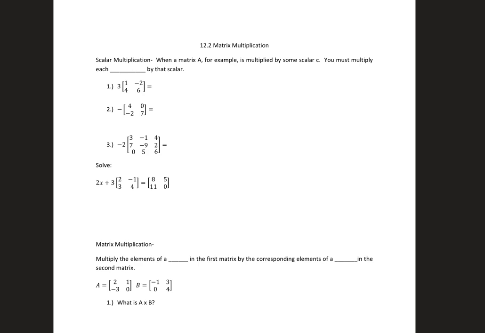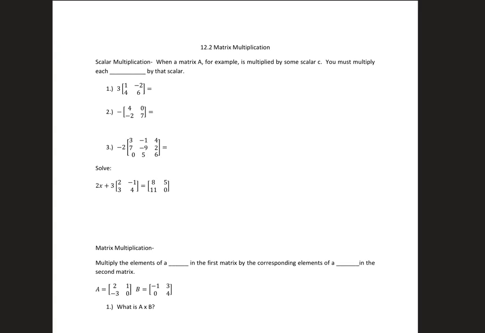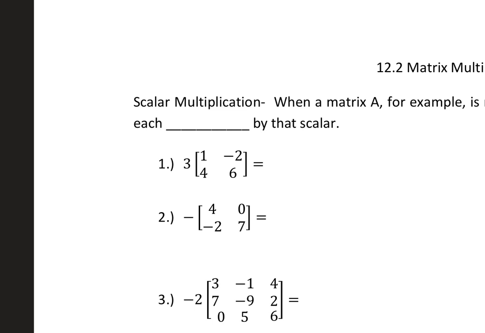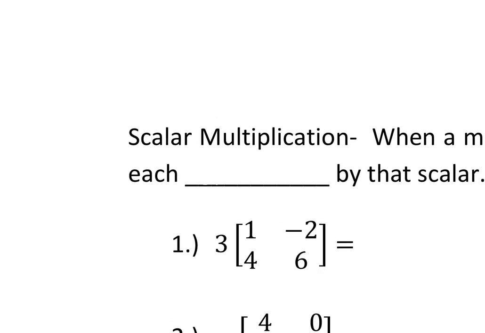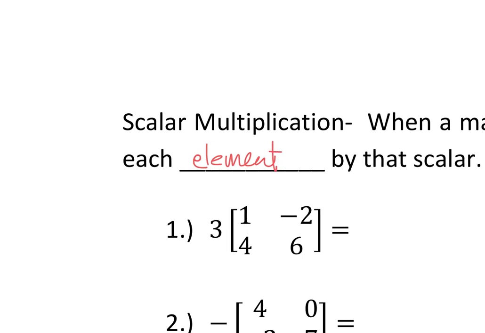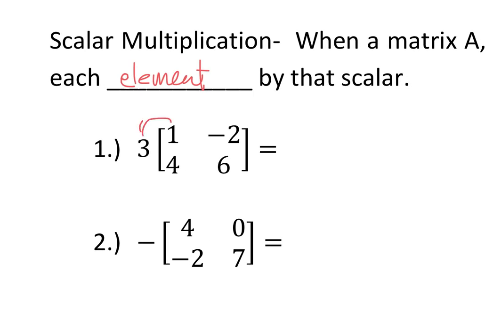All right, we're going to start with scalar multiplication. This is a pretty straightforward idea. We're just going to multiply each element in the matrix by that scalar. So in other words, if we look at this first example here, it's very much like the distributive property. We're just going to multiply each of these by 3. So 3 times 1 is 3, 3 times -2 is -6, 3 times 4 is 12, and 3 times 6 is 18. And there we go.